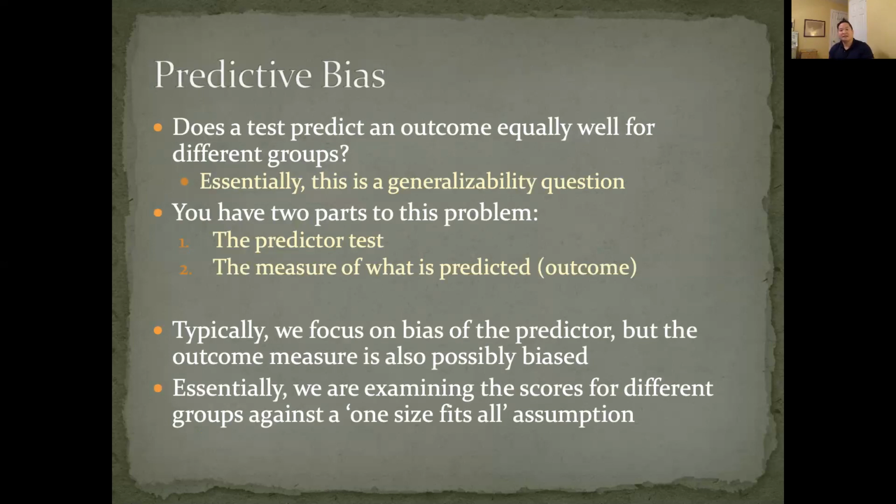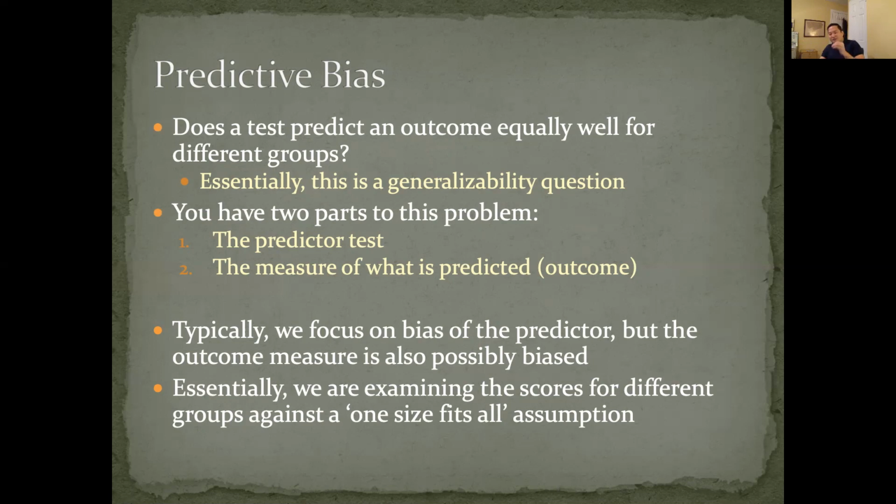Basically, does a test predict an outcome equally well for different groups? If we are trying to predict performance in graduate school, does the GRE predict equally well for different groups? This is basically a generalizability question, right? When we give the GRE to everyone and look at how it predicts graduate performance, can we generalize that to different groups?